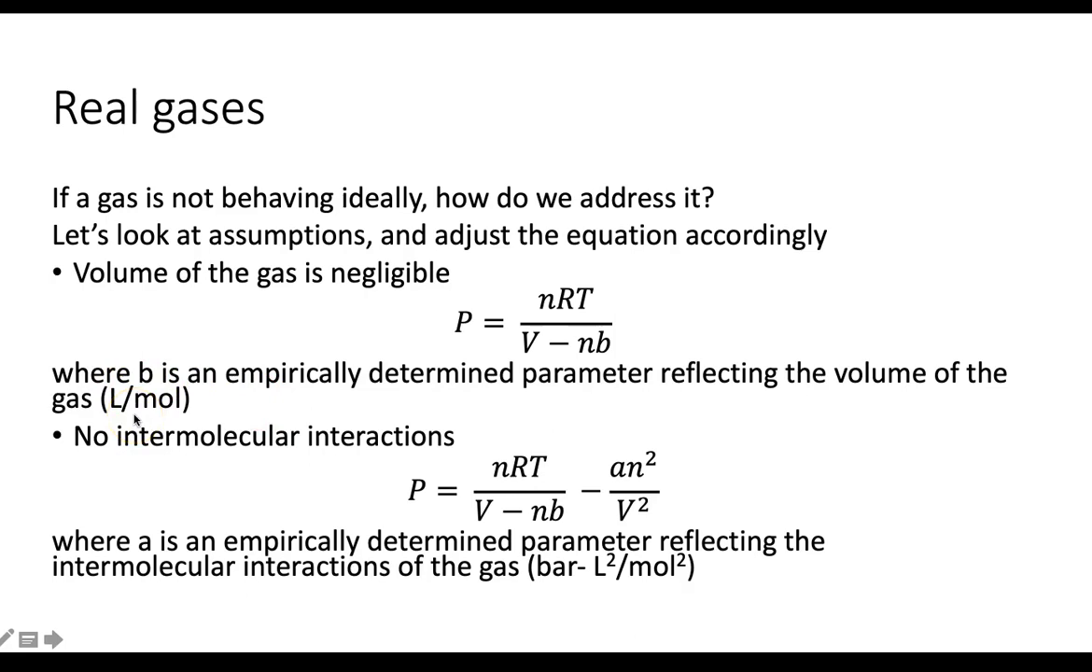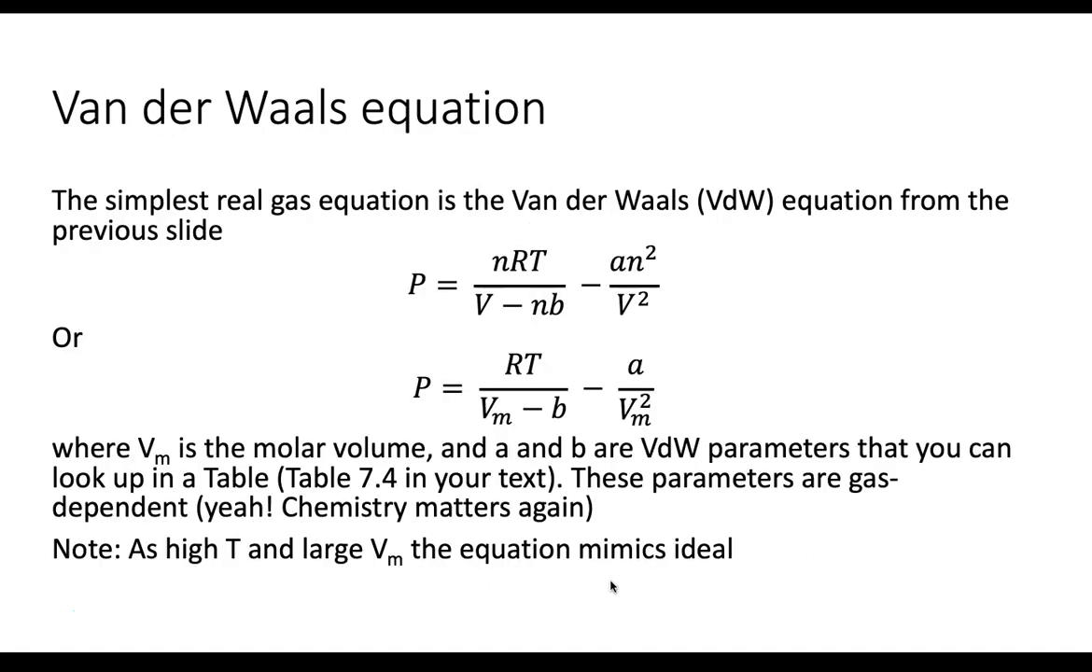The second assumption that we knew was not very valid was that there are no intermolecular interactions. Well, if intermolecular interactions are important, we need to correct for those as well. So we're going to keep our volume correction, and then put in a second term that accounts for intermolecular interactions. A is once again an empirically determined parameter, given in units of bar liter squared per mole squared. It could be atmosphere liter, whatever units of pressure you have. And what I just described is what we call the van der Waals equation, actually the simplest real gas equation.